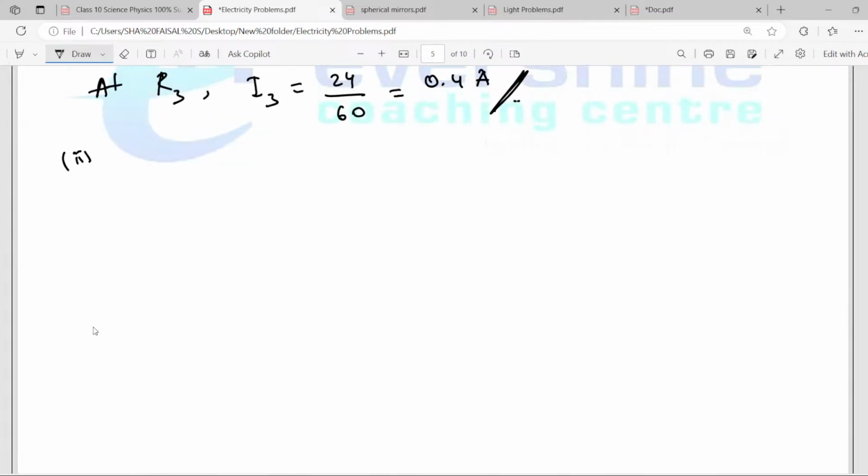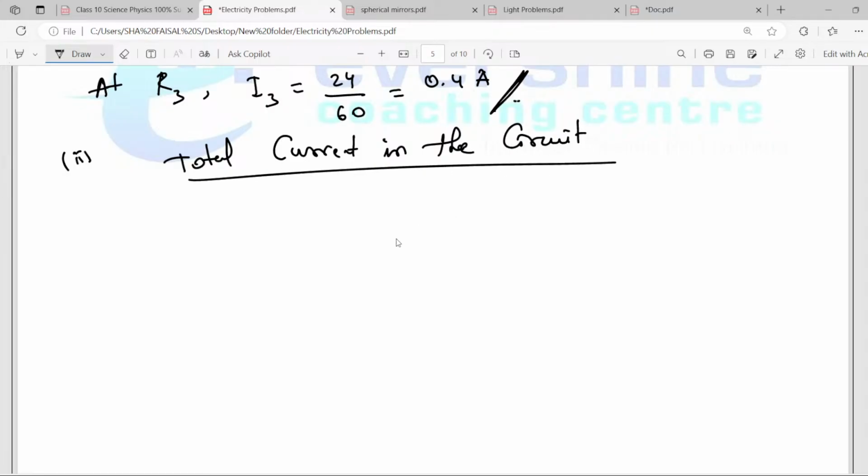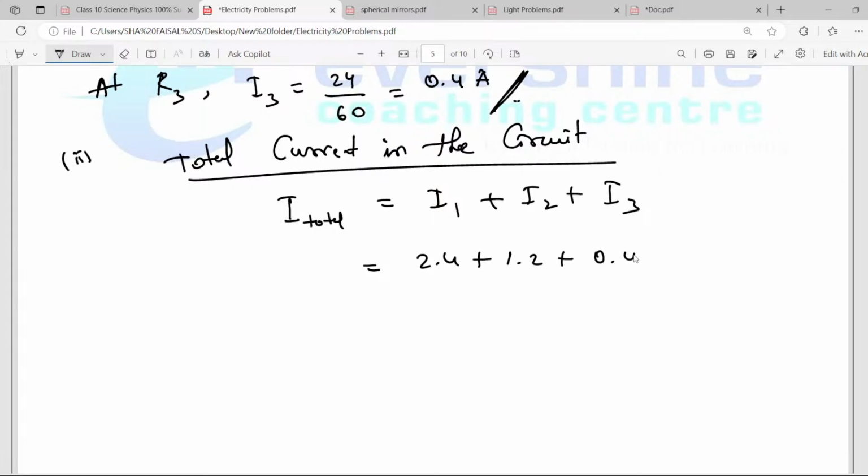Case 2. What is the total current in the circuit? Now I want to calculate the total current. To calculate the total current, I want to add all the currents. I total is I1 plus I2 plus I3. Simple. How much is I1? 2.4. I2? 1.2. I3? 0.4. If you add all this, you will get 4 ampere. So this is the total current in the circuit.